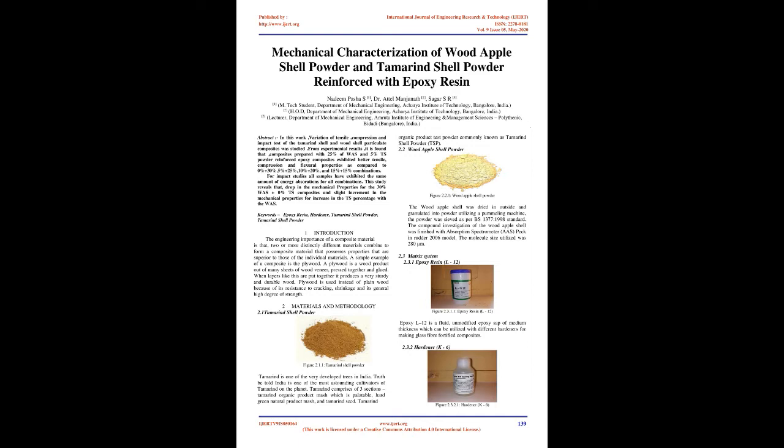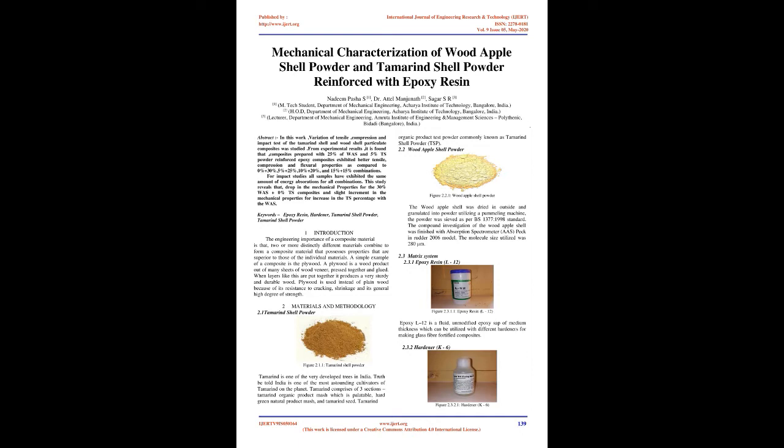was studied. From experimental results, it is found that composites prepared with 25% of WAS and 5% TS powder reinforced epoxy composites exhibited better tensile, compression and flexural properties as compared to 0% plus 30%, 5% plus 25%, 10% plus 20%, and 15% plus 15% combinations. For impact studies, all samples have exhibited the same amount of energy absorption for all combinations.